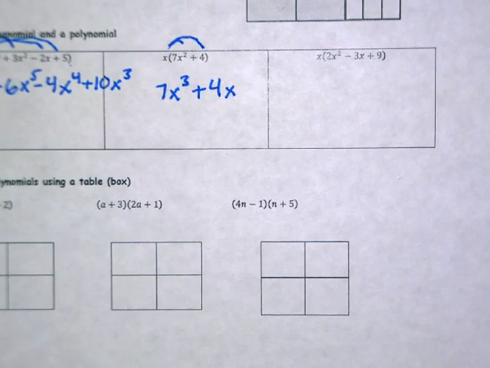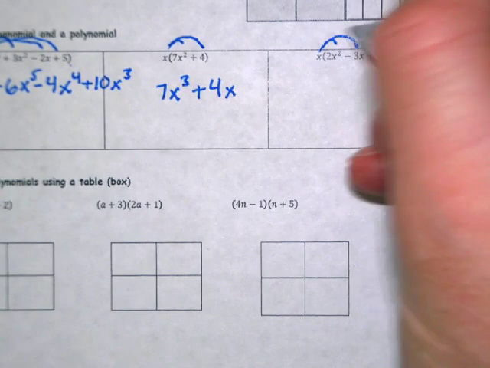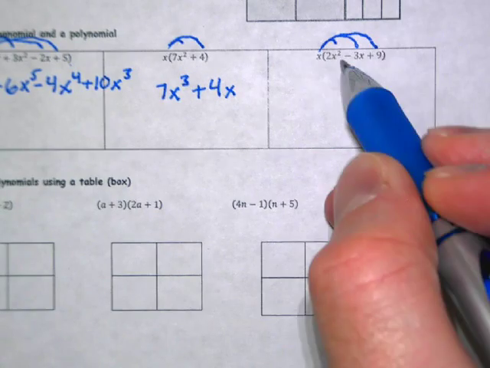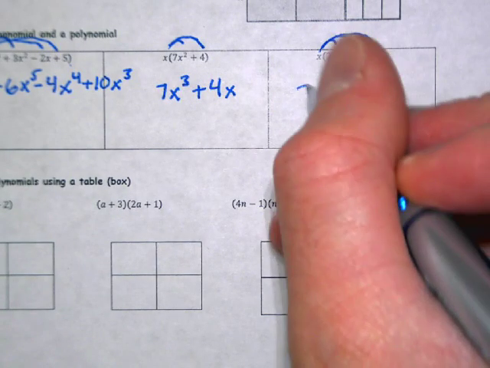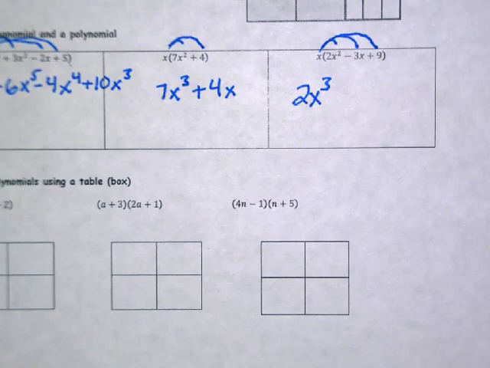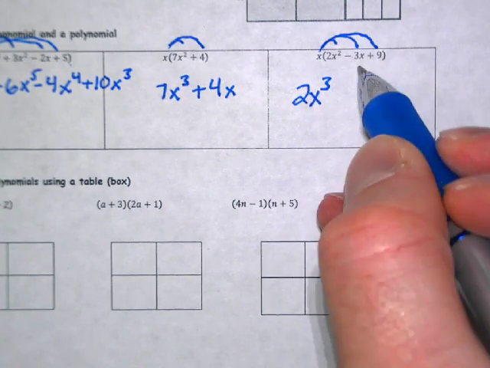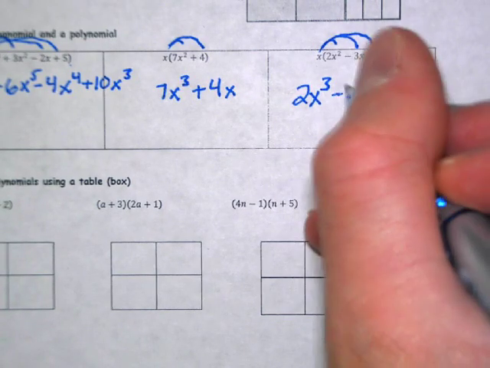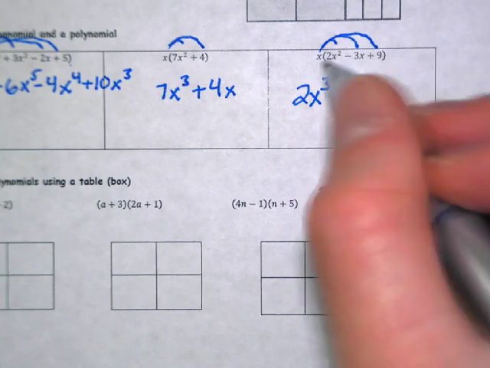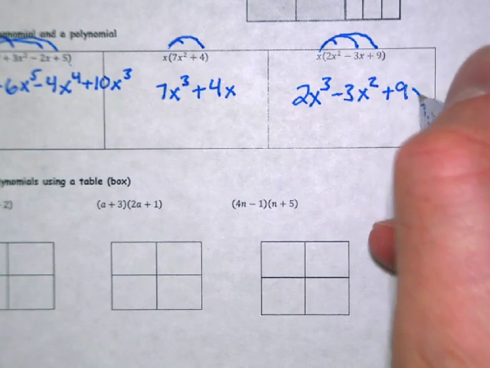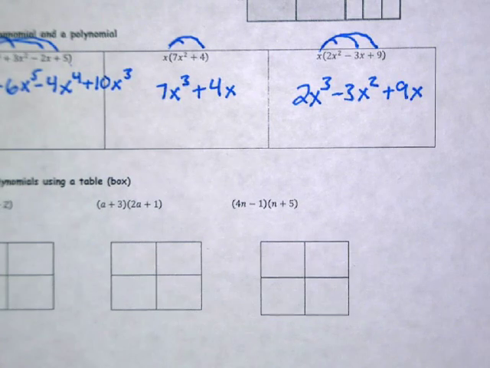And then same thing with that last one. We're just distributing x to the first. So all that's going to happen is the exponents are going to go up by 1, and then that 9 will have an x on it. So x times 2x squared gives me 2x to the third. X times negative 3x gives you negative 3x squared. And then last, x times 9, 9x.